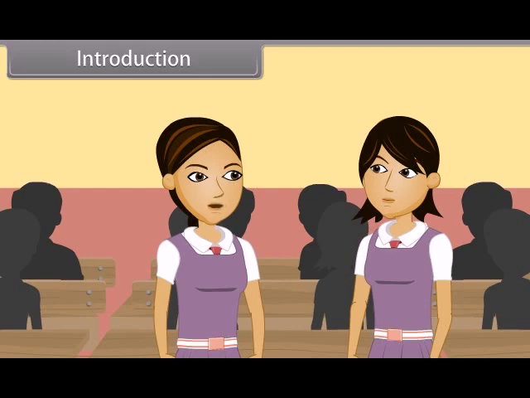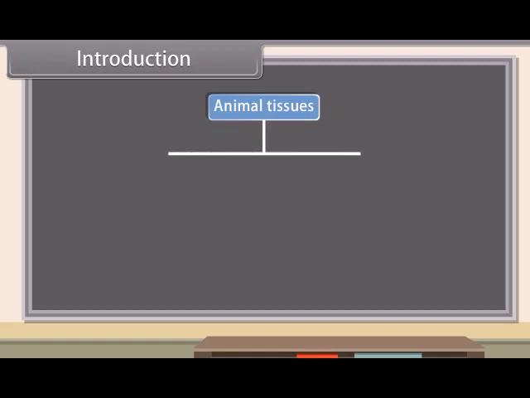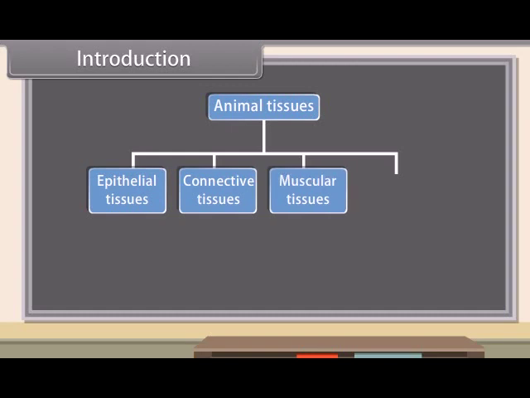On the basis of their functions, animal tissues are of 4 types: epithelial, connective, muscular, and nervous.